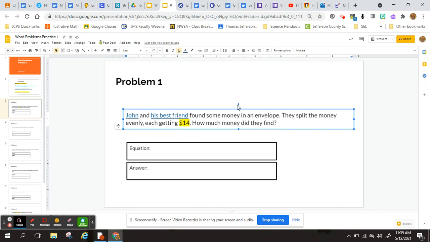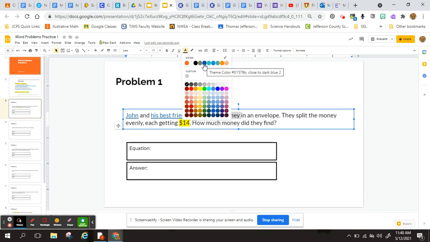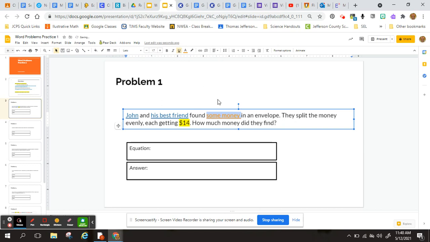Found some money in the envelope. We don't know how much money, so "some money" is key to let us know that there is a variable that we don't know yet. So we got to look for that. They split the money evenly, each getting $14. That's all pretty important because they split it evenly and they each got 14.